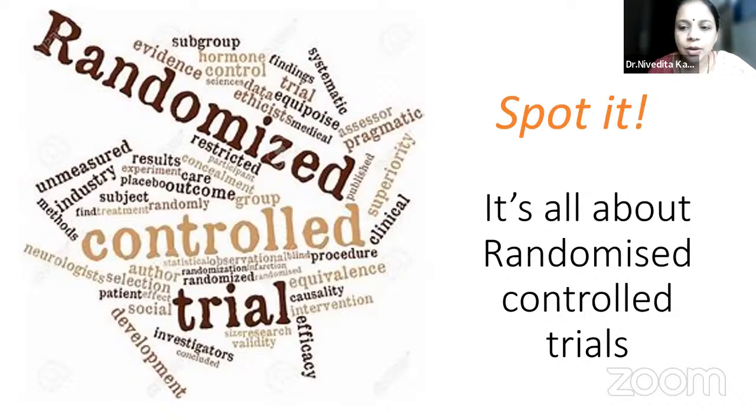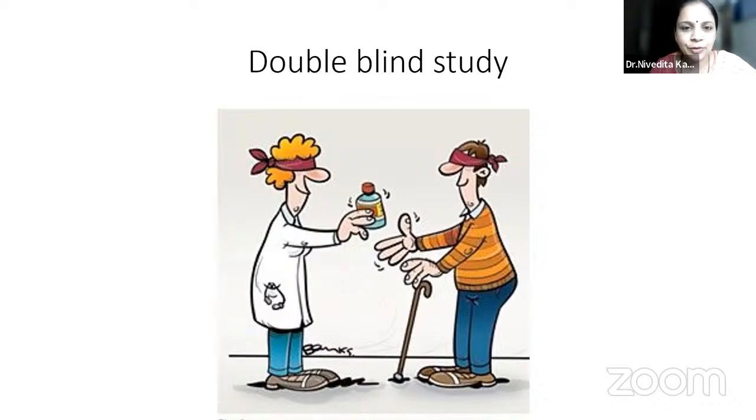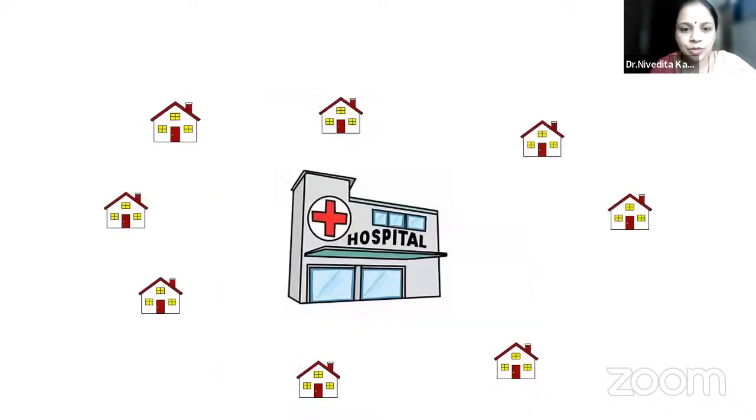Okay. The main clue is that these are pictures that are related to randomized controlled trials. So let's get the ball rolling with the first easy question. Yes, this is a terminology related to randomized controlled trial: blinding. Yes, absolutely correct. Double blind study. So you can see that both the investigator as well as the subject are blinded. So it's a double blind study. Of course, this terminology is no longer recommended, but this is what is commonly used.